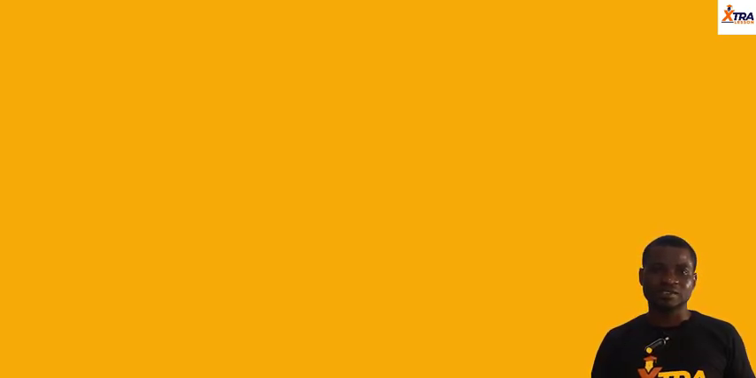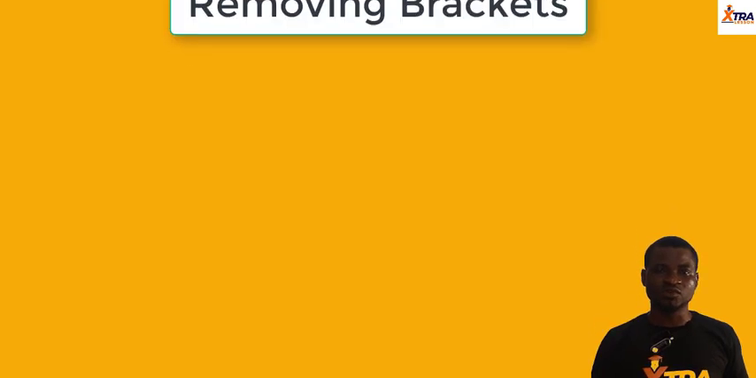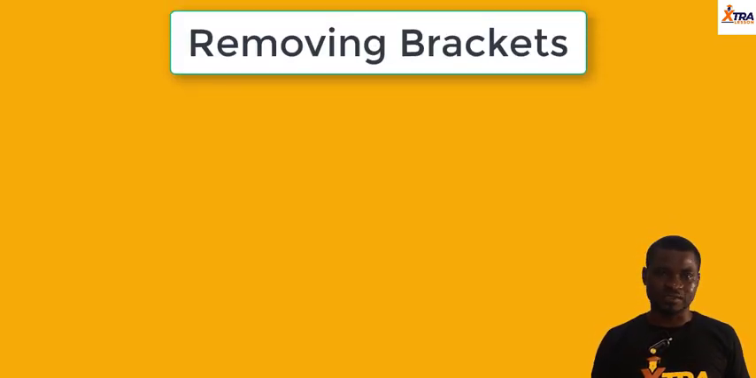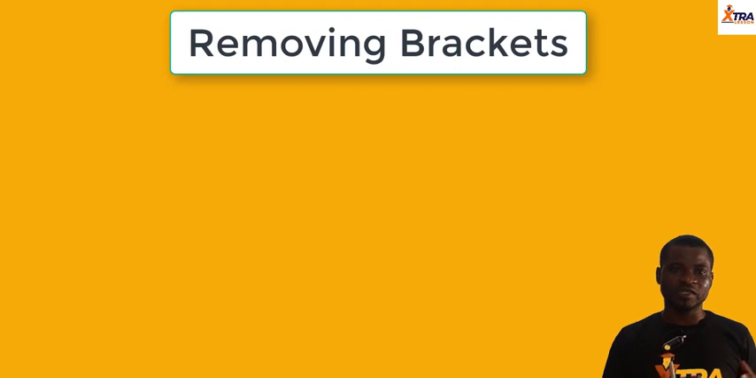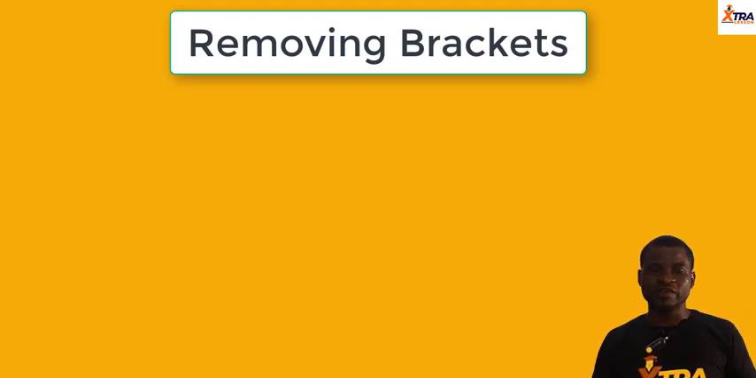In today's class, we're going to learn how to remove brackets. What does it mean to remove a bracket? We use every term outside the bracket to multiply each term in the bracket. Let's cite an example as follows.